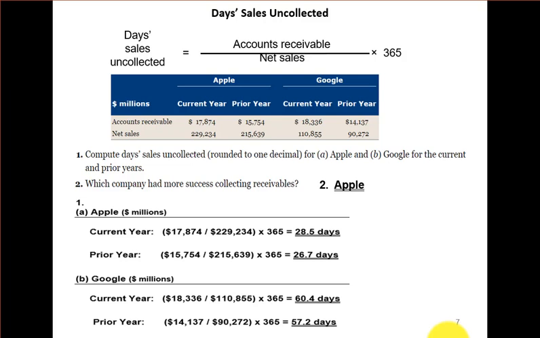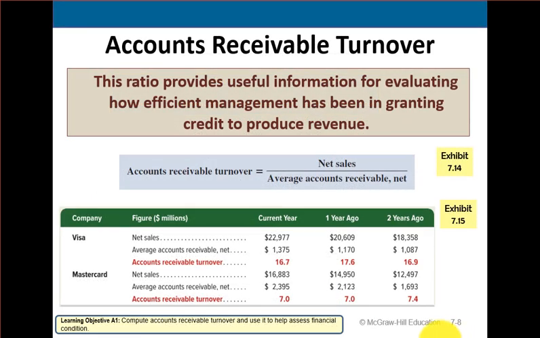So which company is more successful? By far Apple, because 28 days beats 60 days every day of the week, right? Okay, let's look at another one.